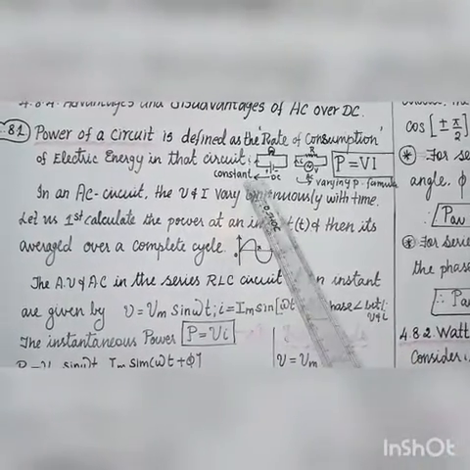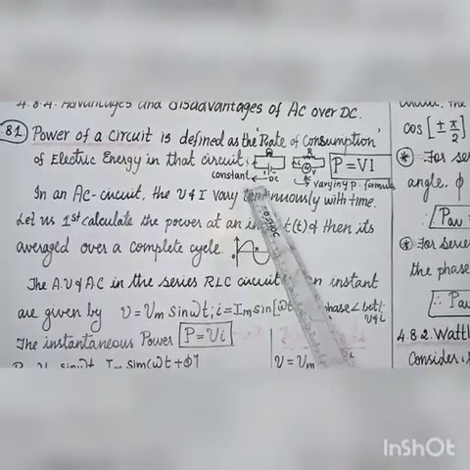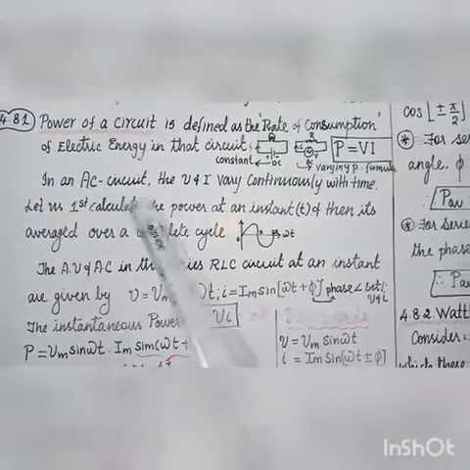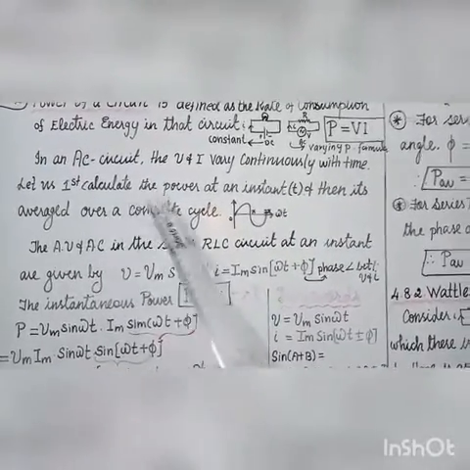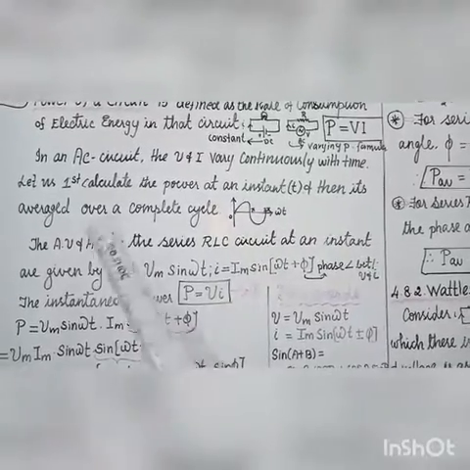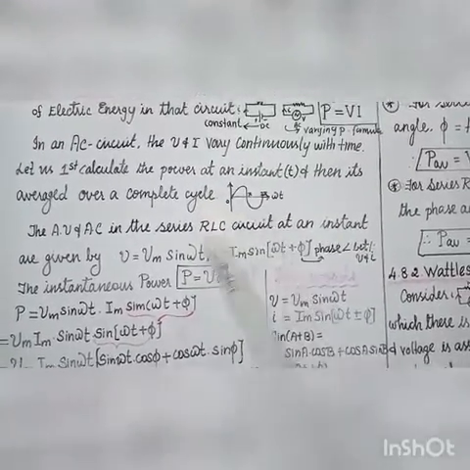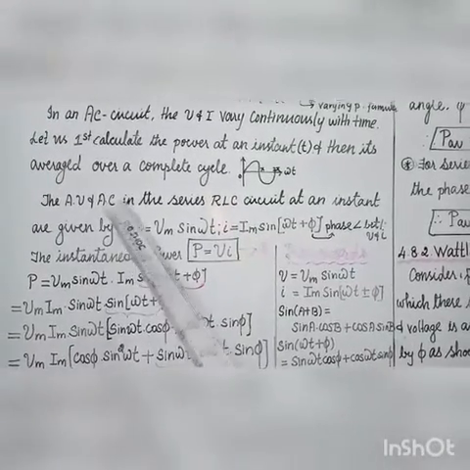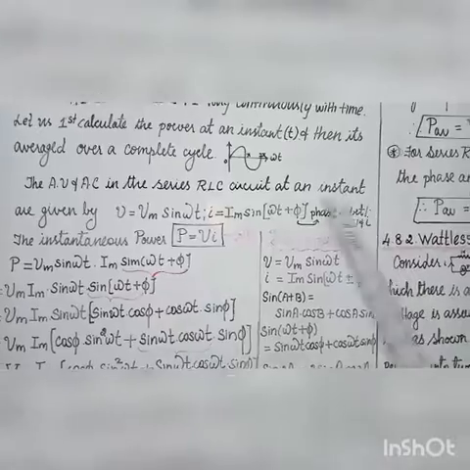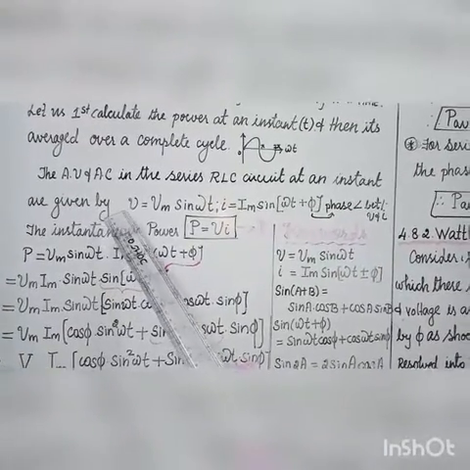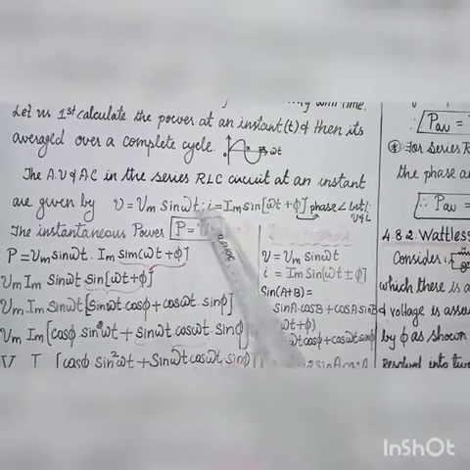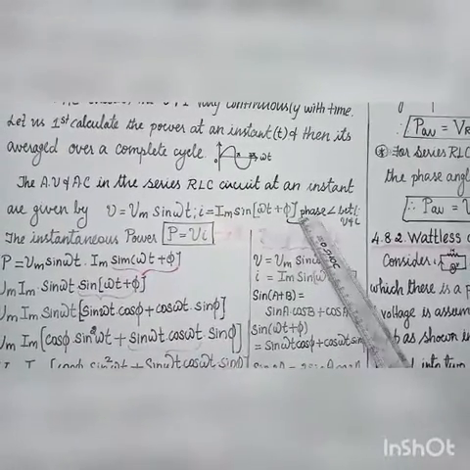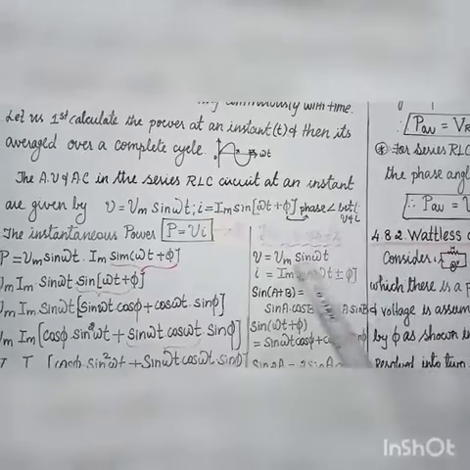This is a DC circuit: P is equal to VI, which are constant values. Now, in an AC circuit, the voltage and current vary continuously with time. Let us first calculate the power at an instant, and then take the average over one complete cycle. The alternating voltage and alternating current in the series RLC circuit at an instant are given by: voltage V is equal to Vm sin omega t, current I is equal to Im sin(omega t plus phi). Here phi is the phase angle between voltage and current.